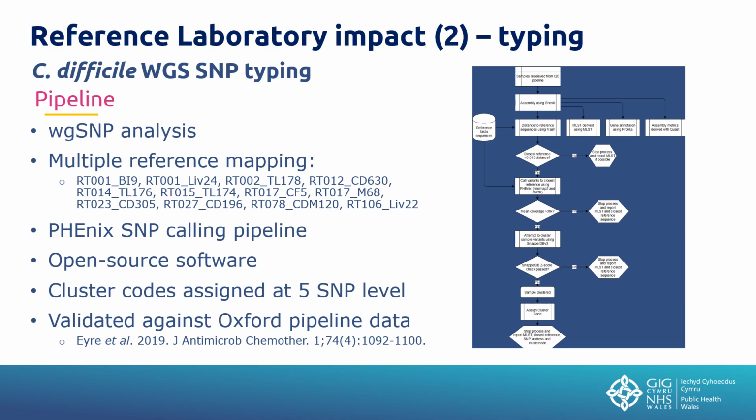For those who are particularly interested in the details of that process, it's highlighted in this second slide here. So this is our WGS SNP typing pipeline. All the details are there. We use multiple reference strains, which is unique in terms of SNP typing pipelines. The software is open source, and we assign clusters at the 5 SNP level, and the process is validated and is also UKAS accredited.